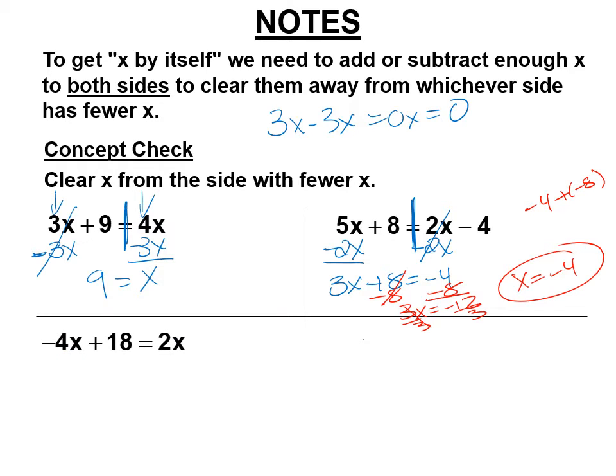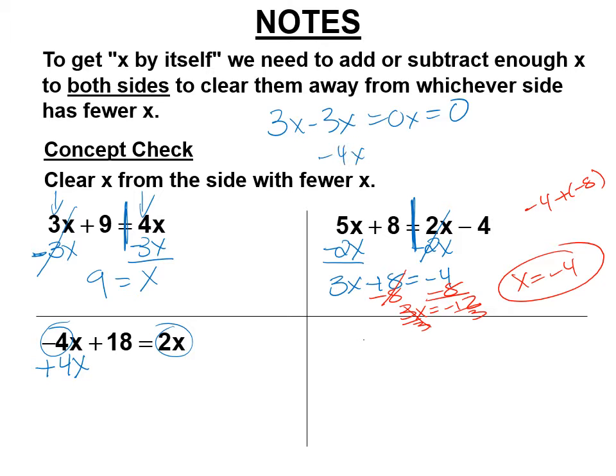Okay, now this time we have to get rid of negative 4x. Now, why do we have to get rid of negative 4x? Because negative 4x is smaller than 2x, right? So we're going to get rid of them where there are fewer x's. So to get rid of the negative 4x, hopefully we all can guess you add 4x, right?